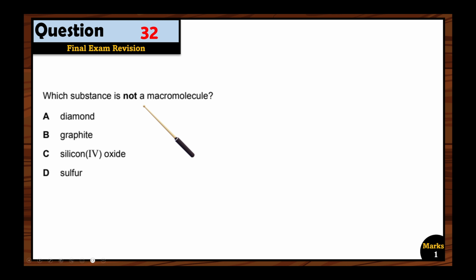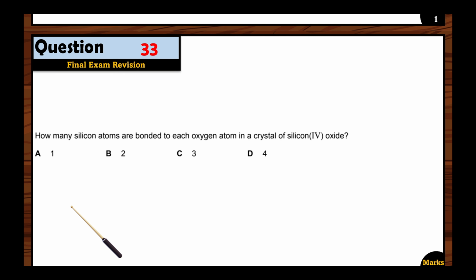Question 32. Which substance is not a macromolecule? If you see diamond, graphite, silicon oxide, they all are macromolecules, right? They are giant structures. Only sulfur is a simple molecule. So option D is correct.